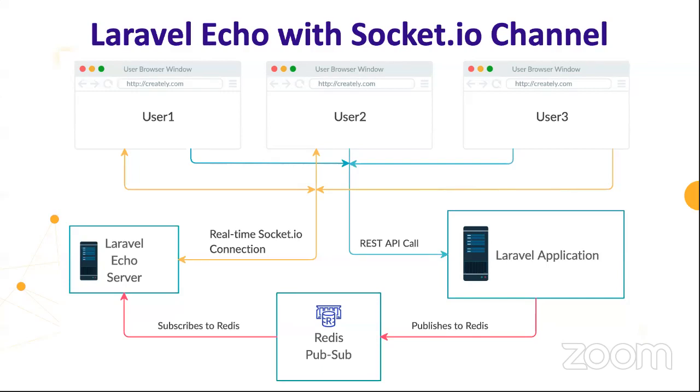This Echo server is actually one Node.js server, right? So it will then send updates to all of our users. We just need to focus on our Laravel application and do not need to do any programming with the Echo server or Redis pub/sub, right? So that is how it works.